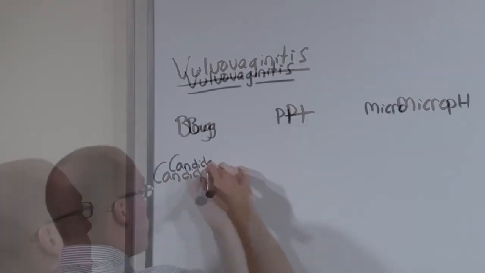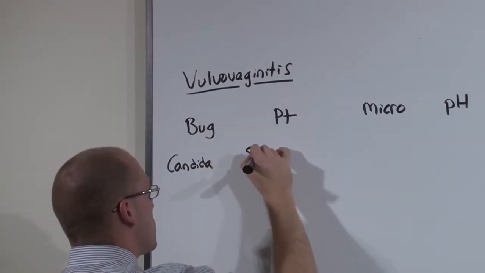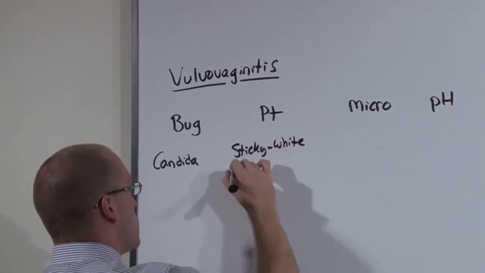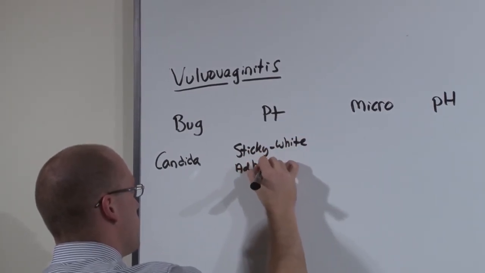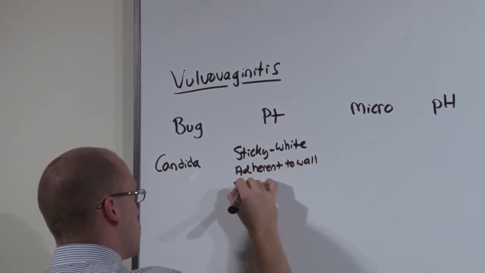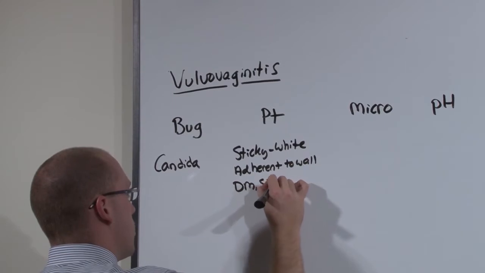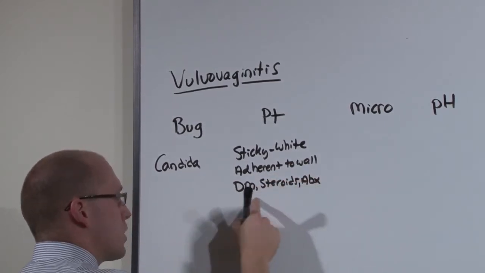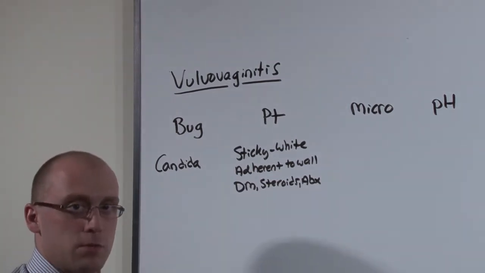Candida is a fungus. What you'll see is a sticky white discharge that is adherent to the vaginal wall. It is usually found in a patient with diabetes who's on steroids or recently finished antibiotics. They're going to have a risk factor for developing a Candida infection.